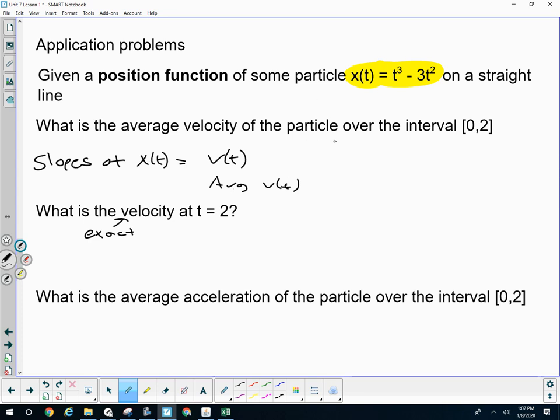I need to find x of 2. I need to subtract x of 0 divided by 2 minus 0. Plug in 2, 8 minus 12, that's -4. Plug in 0, I get 0. I get -2 in whatever meters per second or something. What you should know is that that value, that average velocity, says on average you're moving left at that rate from 0 to 2 seconds.